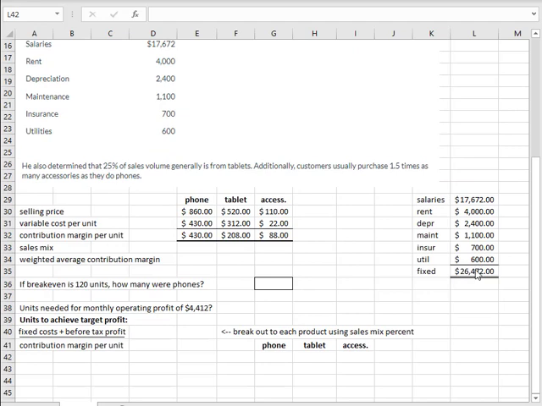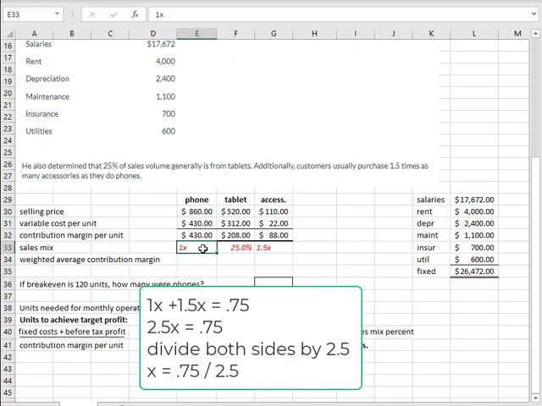So I've totaled up the fixed cost here, and then they want to know what the sales mix is, and they're a little cagey. They tell you that the tablet is 25% and that they sell 1.5 as many accessories as phones. So that remaining 75% is broken out between those as 1x and then 1.5x. And so 1x plus 1.5x is 75%. And so we can do the algebra on that.